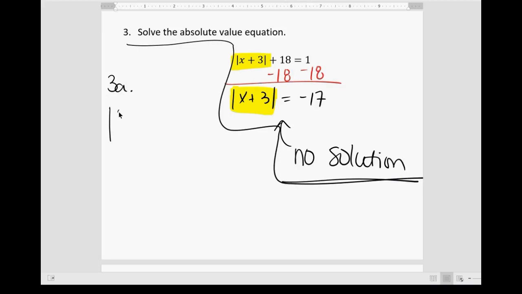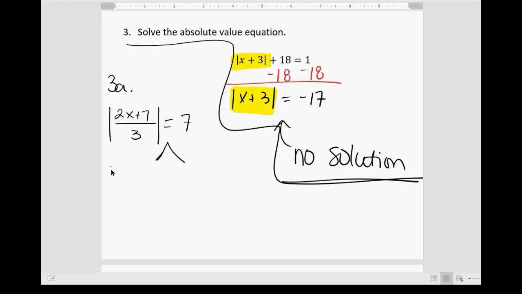The absolute value of (2x + 7)/3 equals 7. Okay, so let's do another absolute value. This one, the absolute value of (2x + 7)/3 equals 7. This is okay to continue working because it's equaling a positive number. So we're going to split it off into two equations.